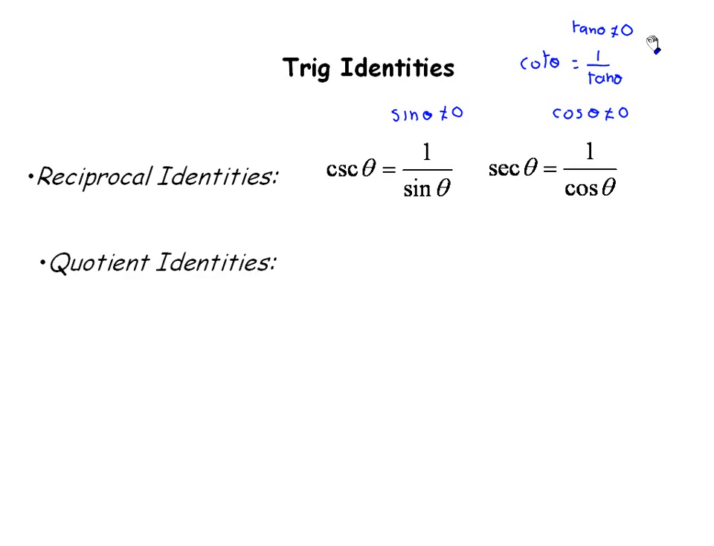Now, the quotient identities are based on division. Tan theta is equal to sine theta over cos theta. And a reminder that where cos theta is equal to 0, tan theta will be undefined, so that would be at pi over 2. And cotangent theta is equal to cos theta over sine theta, and sine theta cannot be equal to 0. So for the values of 0 radians and pi radians, cotangent is undefined.